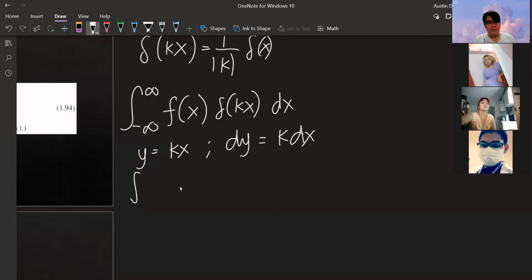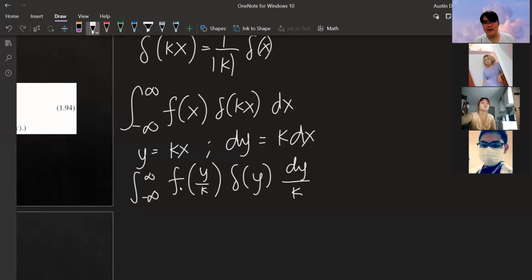So this will become negative infinity to infinity. Yung f of x ko magbabago, tama? Magbabago, that will be, so yung x ko will be y over k. Okay, tama? Y over k. And this is just y. Yung dx ko will be dy over k. Okay? Okay, alam na natin to, di ba? We defined this earlier.